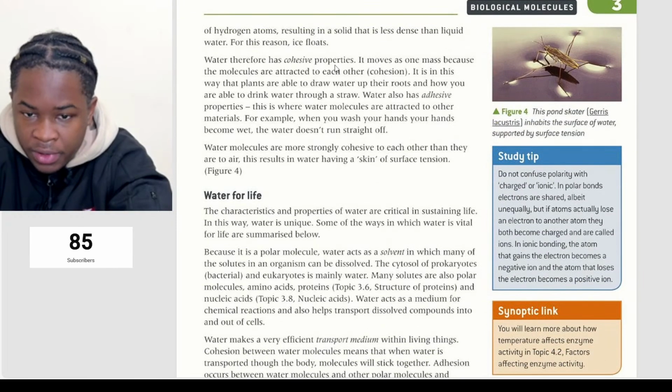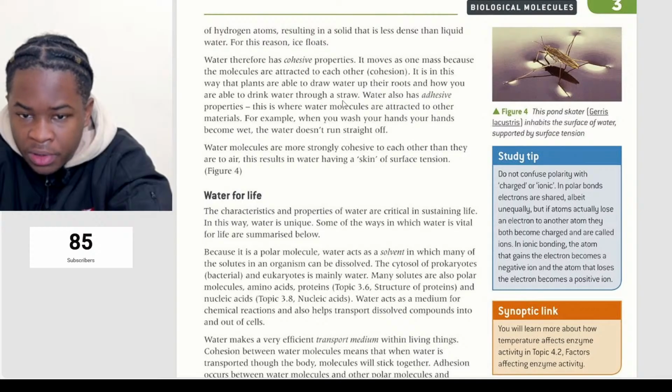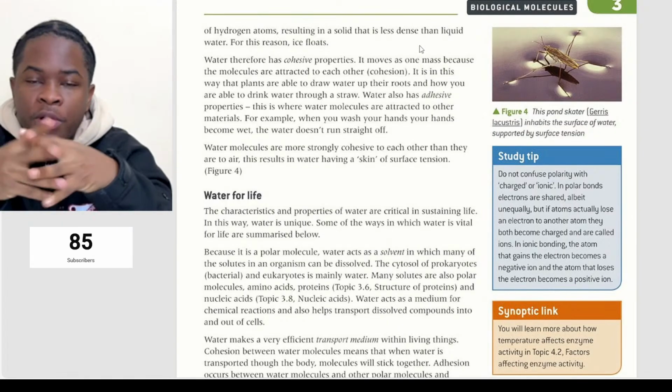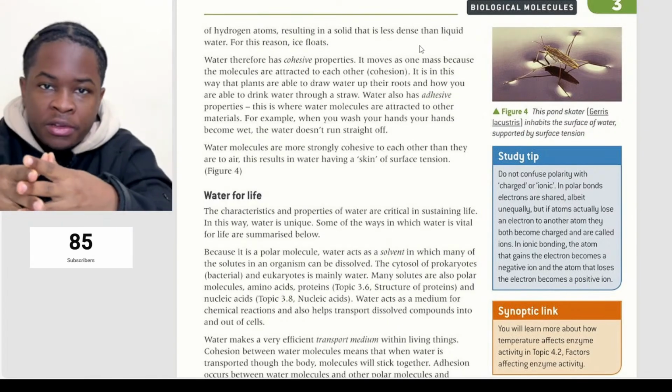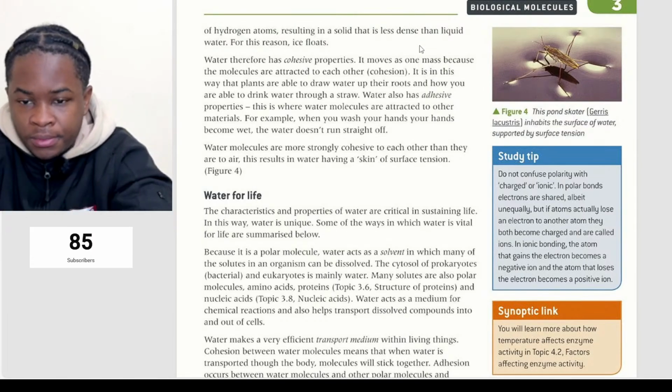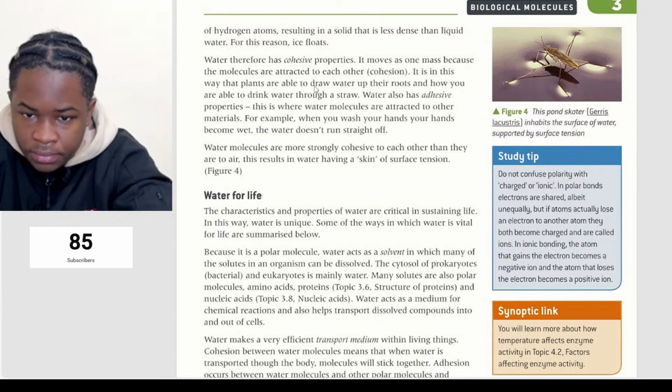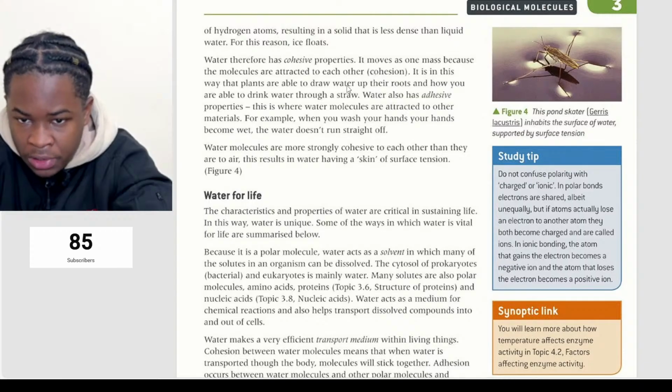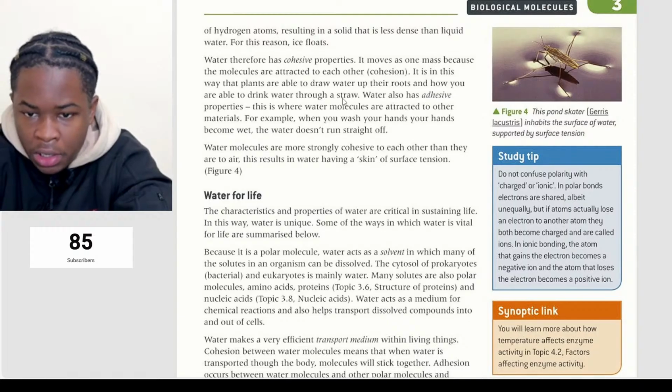Water therefore has cohesive properties. It moves as one mass because the molecules are attracted to each other. Cohesion, the attraction of water molecules to one another, is named cohesion. It is in this way that plants are able to draw water up their roots, and how you are able to drink water through a straw.